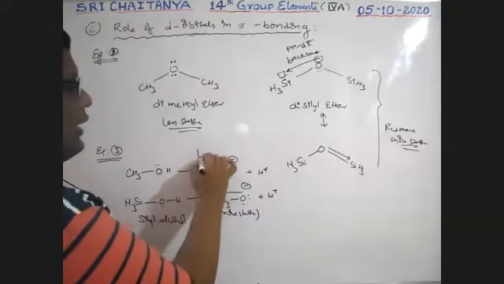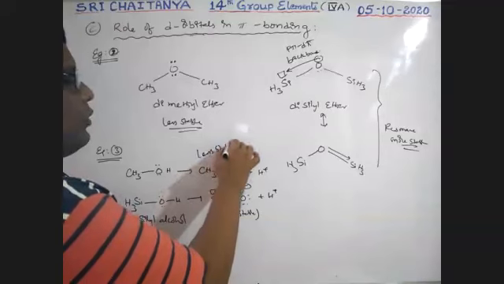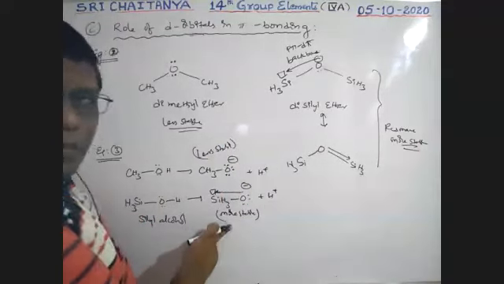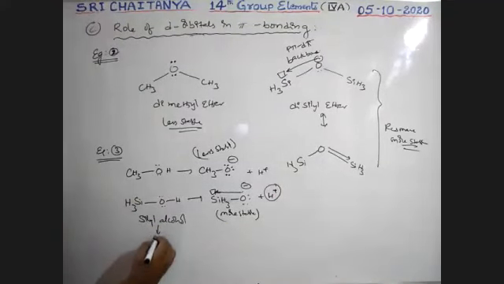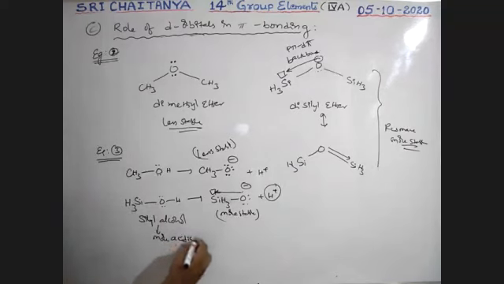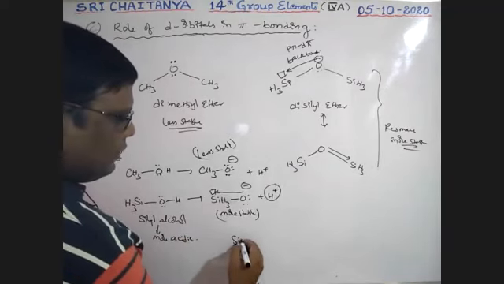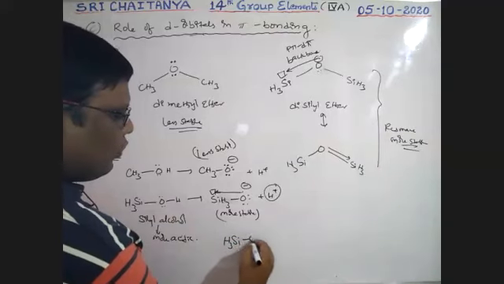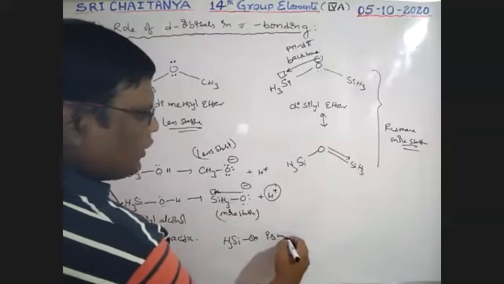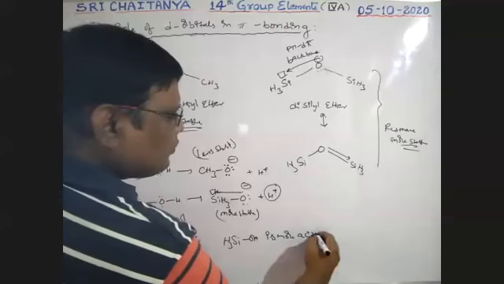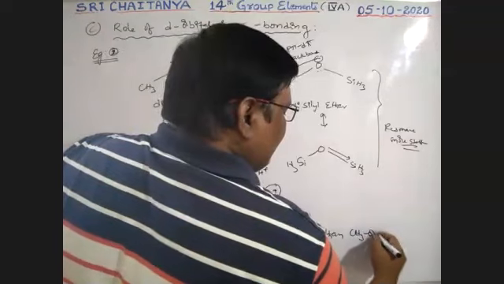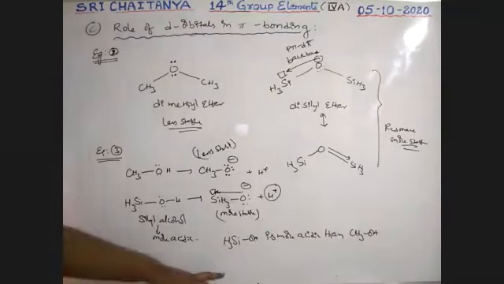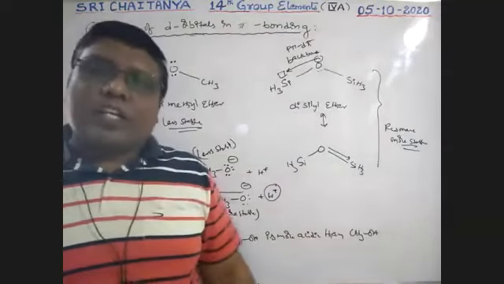Because it is more stable, this H plus ion is quickly lost. Therefore, this is more acidic. That means SiH3OH is more acidic than CH3OH, methyl alcohol. It is also due to the back bonding tendency and resonance.